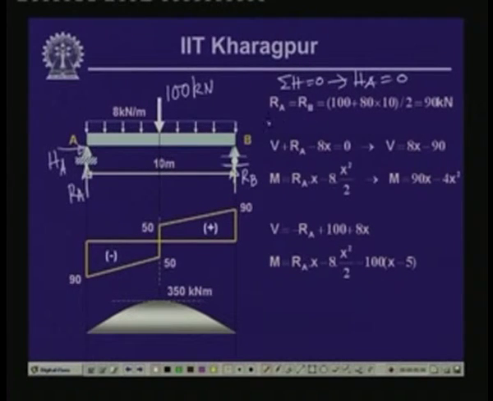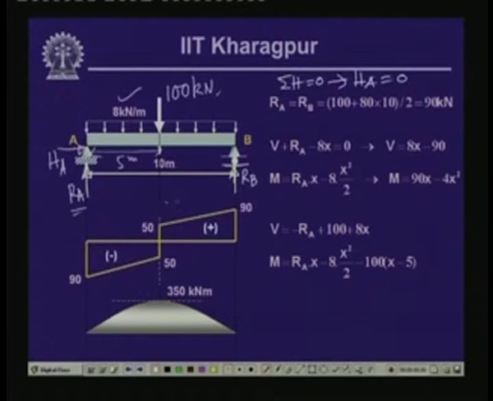Now, RA and RB are the two vertical reactions, and since the beam is symmetrical and we have a load of 100 kilonewton which is concentrated at the center, at a distance of 5 meter from here, and we have 8 kilonewton per meter uniformly distributed load over the entire span.